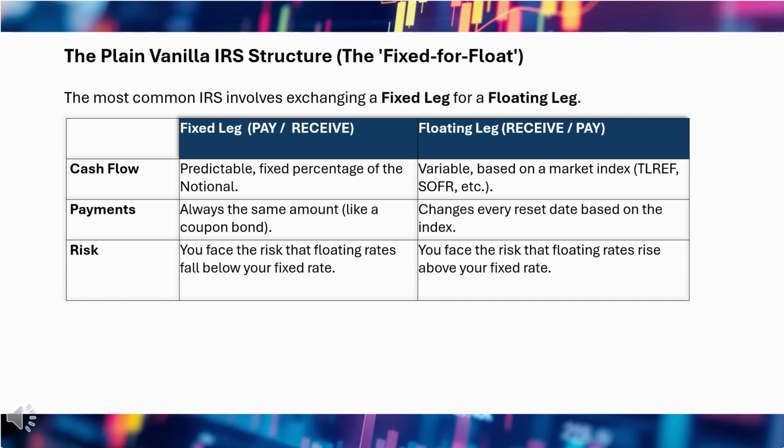Conversely, the party on the opposite side, the one receiving the fixed leg and paying floating, faces the opposite risk. Their concern is that floating rates will rise. If the floating rate climbs above the fixed rate they are receiving, they are effectively paying out more in floating payments than they are receiving in fixed ones, making the trade unprofitable. This dynamic of fixed predictability versus variable market exposure and the corresponding interest rate risk is the core of every plain vanilla swap transaction.